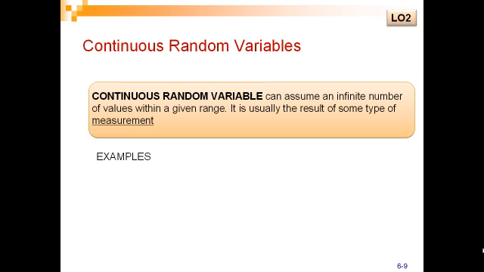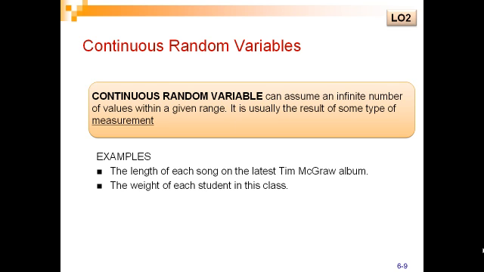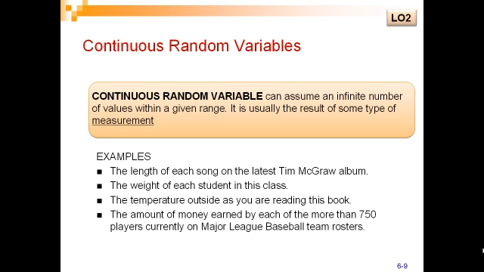Continuous random variable examples: the length of each song on the latest Teen Macro album, the weight of each student in this class, the temperature outside as you are reading this book, the amount of money earned by each of the more than 750 players currently on Major League Baseball team rosters.